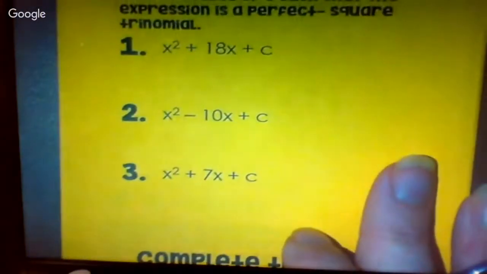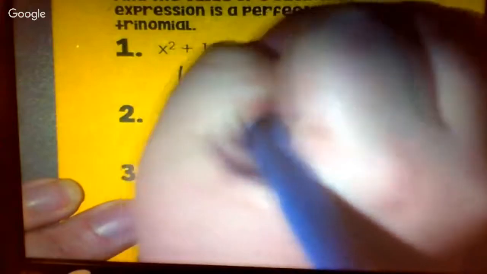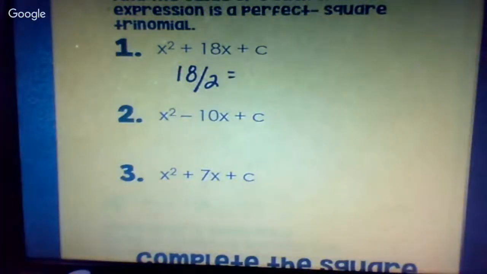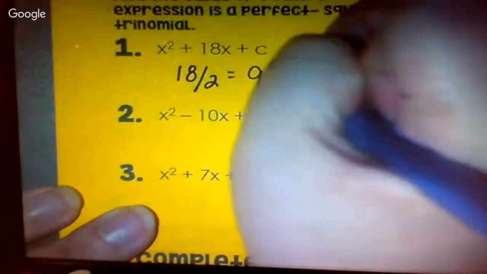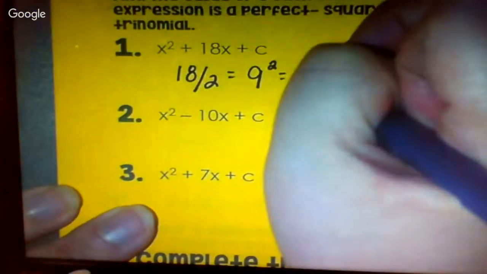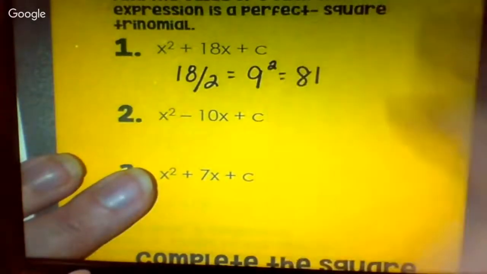Okay, so we're going to practice the different components in this foldable. We need to find a value of C such that the expression is a perfect square trinomial. So we're going to do steps 3 and 4. To find this perfect C value, we take your B value and cut it in half, which gives me what? 18 divided by 2 is 9. And then we square it. What's 9 squared? 81.